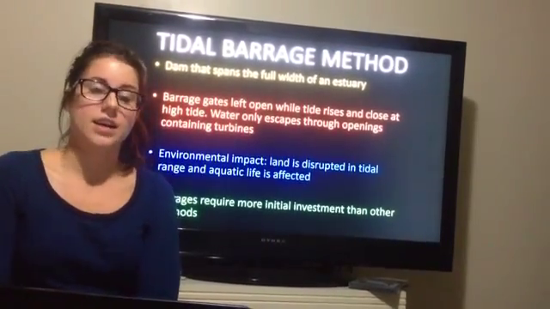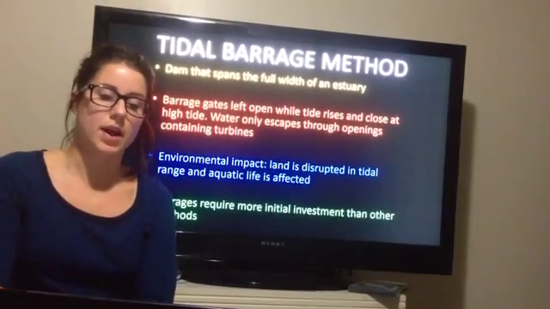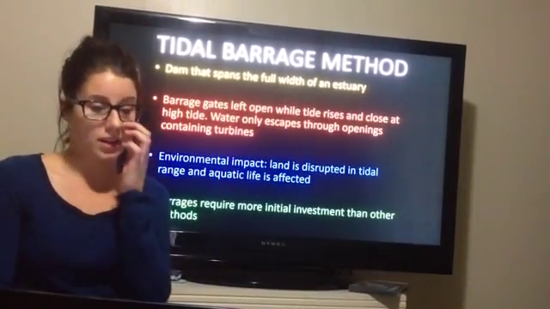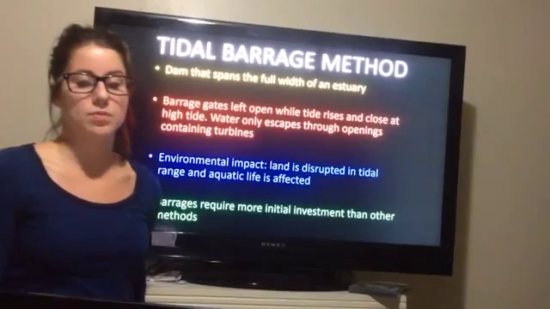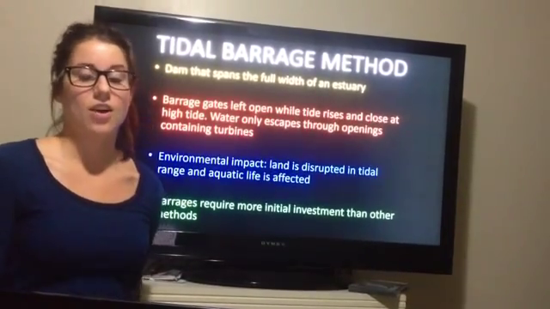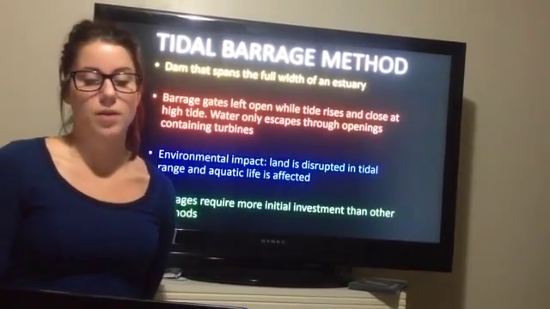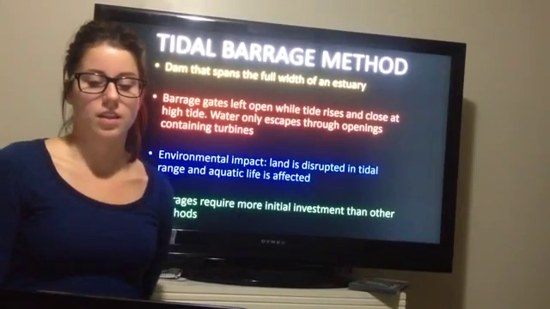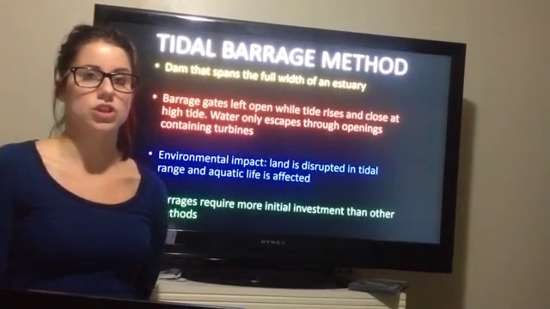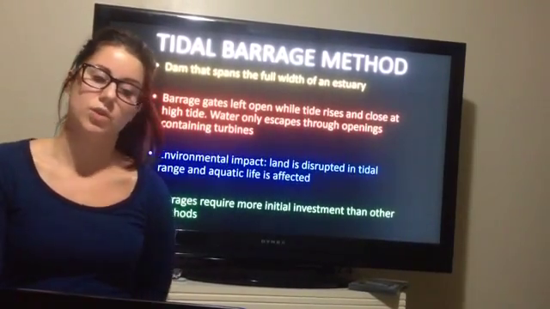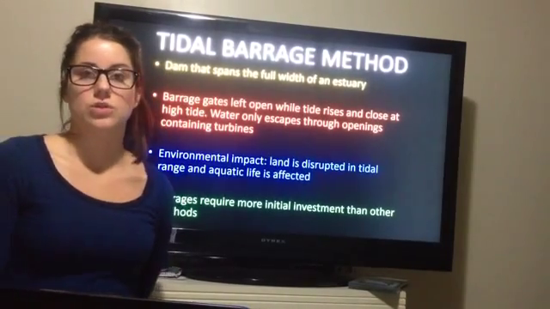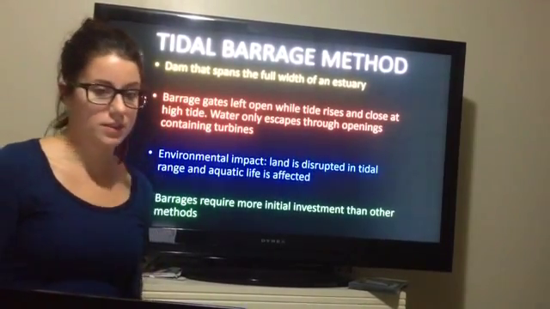This method has significant environmental impact because the land is disrupted in the tidal range and organism movements are affected. Barrages require more initial investment than the other 2 methods because there are more construction and machines initially required, and plants also require supervision at all times.